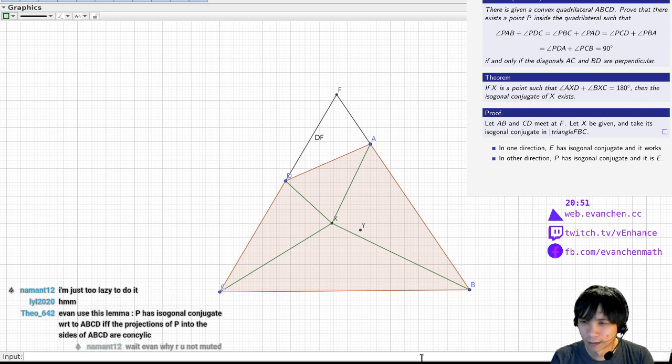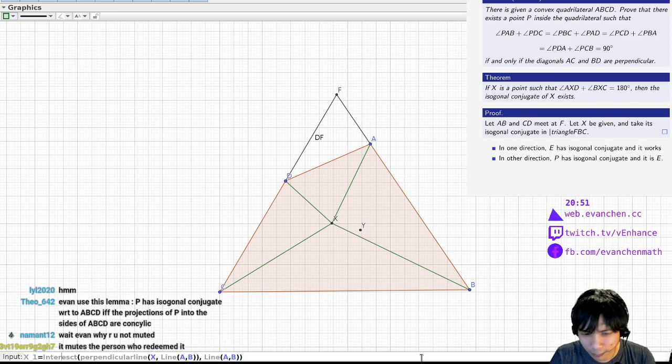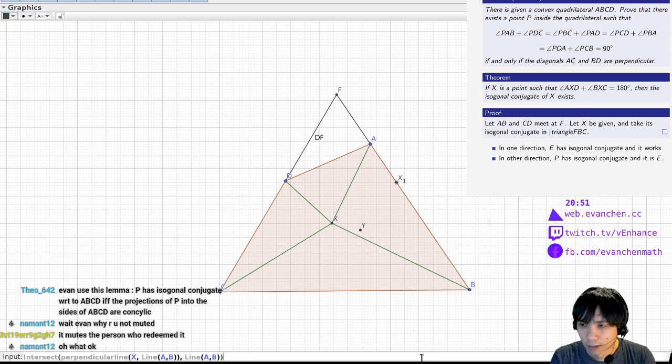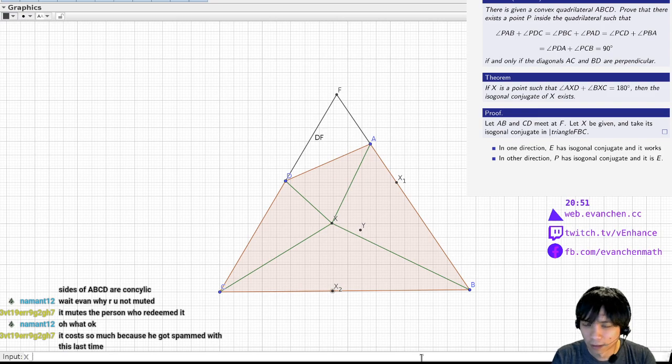So T1 equals... Did I misspell intersect? I misspelled intersect. I'm gonna copy that. No. Okay, and X3 is the intersection with X.